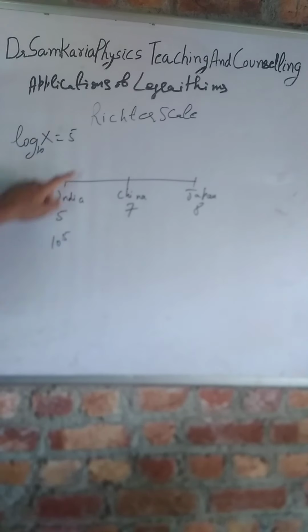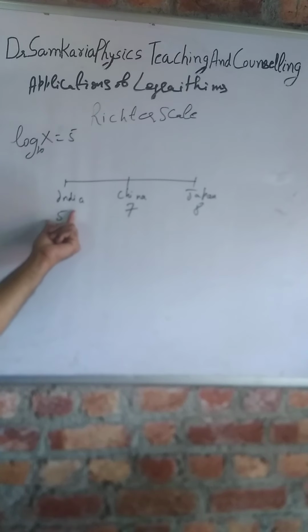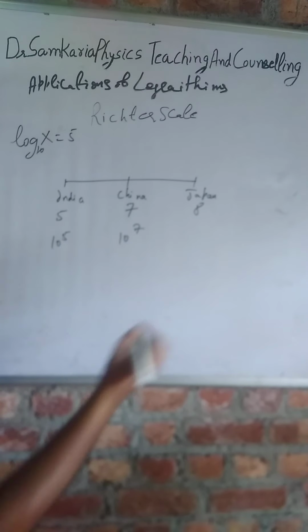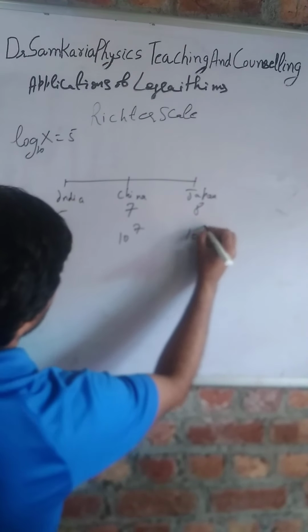So this is the magnitude of the earthquake. Because this is 5, but this is not the magnitude, because it is plotted on a log scale. So the magnitude of the earthquake is 10 to the power 5. Similarly, the magnitude of earthquake in China is 10 to the power 7, and magnitude of earthquake in Japan is 10 to the power 8.